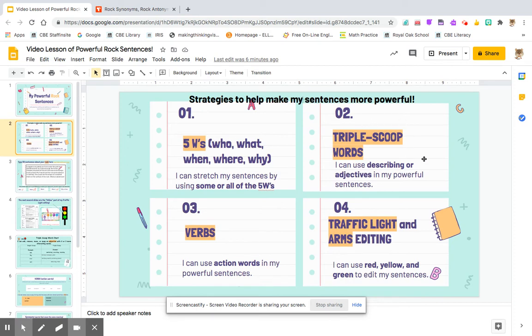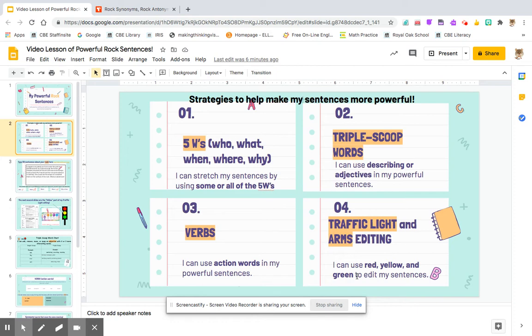We're also going to be looking at our triple scoop words. So we're going to take those adjectives or describing words and make them triple scoop words to make your sentences more powerful. We will also look at the verbs, which are our action words, so all the doing words in our sentences, and make them more powerful. And finally, we're going to use something called the traffic light editing system that will include ARMS editing. So we're going to use the colors red, yellow, and green to edit our sentences.